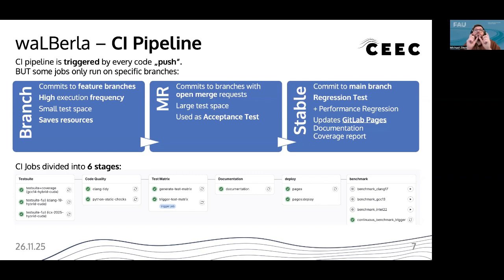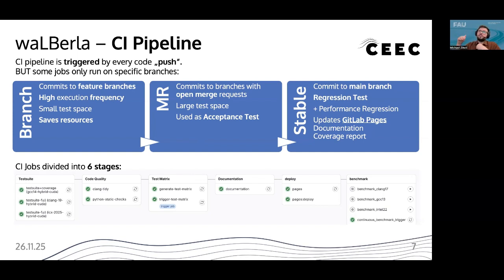And the test space is a bit smaller to save resources. Otherwise, it would take too long to get feedback and we would waste too much compute time and energy. This is really for every feature branch. Then we have a merge request pipeline. There, for every branch where we have an open merge request that is not a draft, we test a bit more thoroughly. So we have this stage called test matrix, where we have an intensive space of tests that we execute. You can think of it as an acceptance test. So only if this test passes, it is accepted to be merged into our main branch.